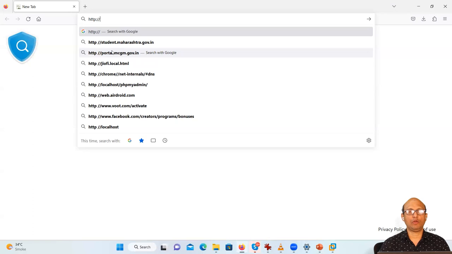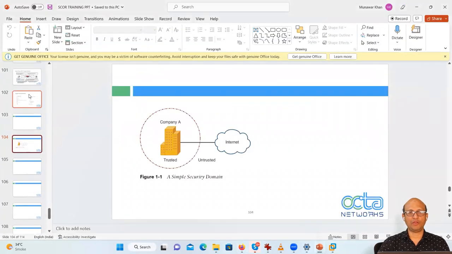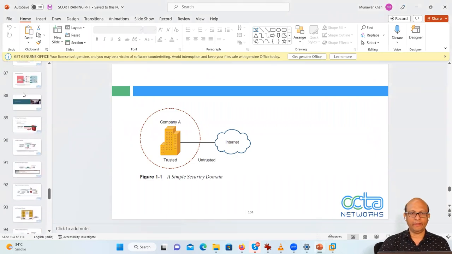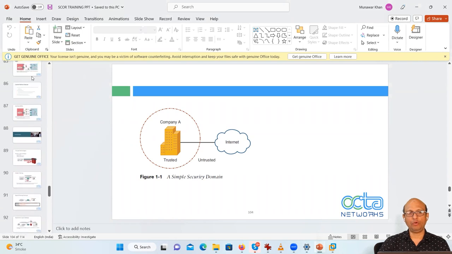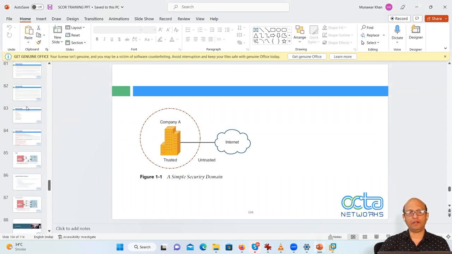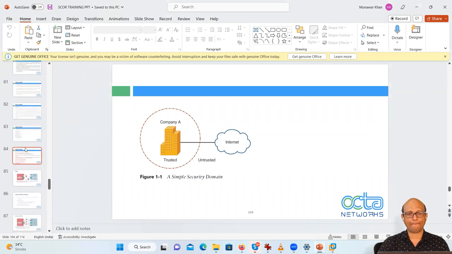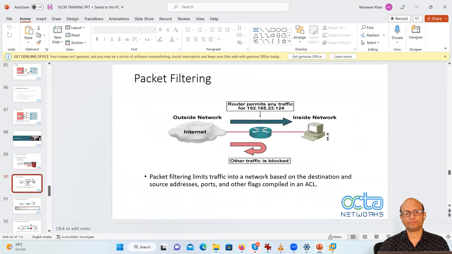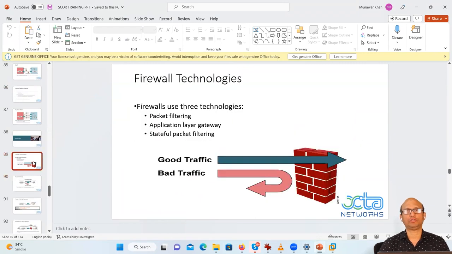Second generation firewalls were application gateways. Third is the one which we are using currently. I told you how the application layer gateway was not scalable, and packet filtering was also stateless at that time, but now the Cisco IOS firewall is stateful.